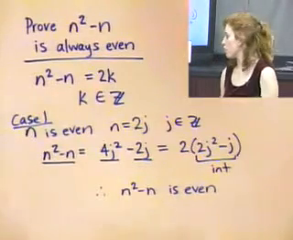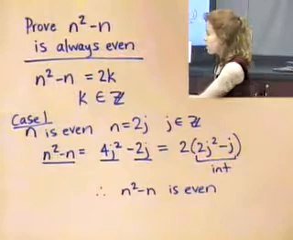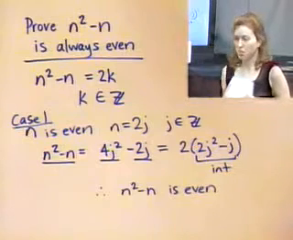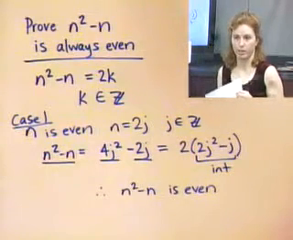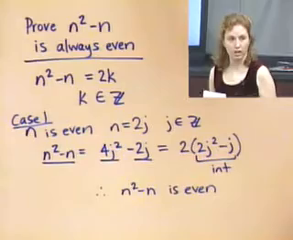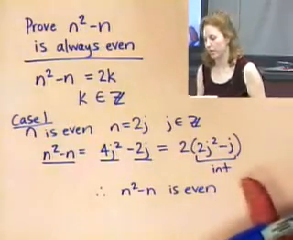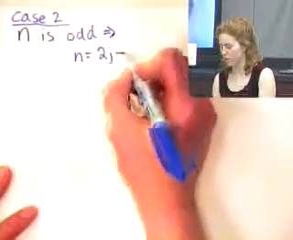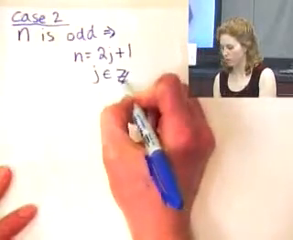So if I write an even number as 2j, how do I write an odd number? Odd numbers are definitely not divisible by 2, right? So I could put 2j plus 1, and that would be always an odd number, and every odd number I can write that way. Right? If I pick the right j, I should be able to write any odd number in the form 2j plus 1. So let's do case 2, where n is an odd number. So that'll be case 2, and the final case also. So n is odd. That implies that n equals 2 times j plus 1, where j is a member of the integers.